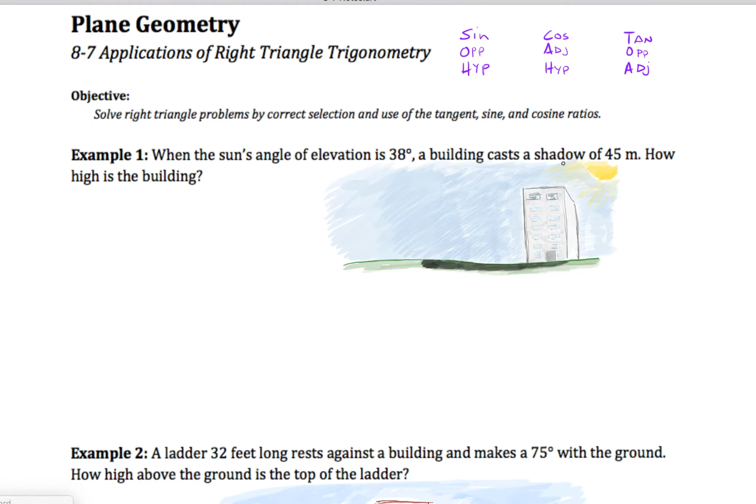But it says that the building casts a shadow of 45 meters. So here's my sun here, and it's shining down on my building, and it's creating this shadow right here, which is 45 meters long. So from here to the building, that is 45 meters.